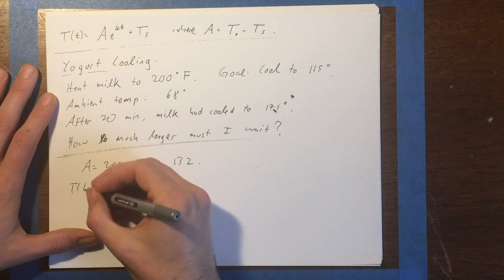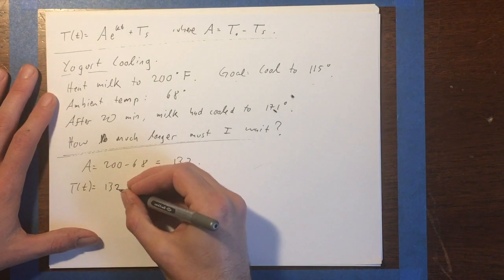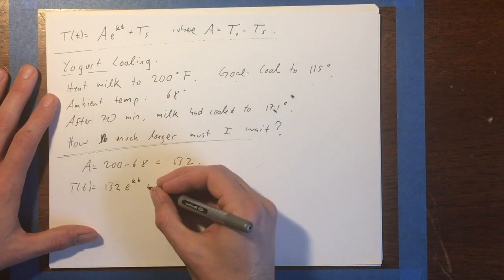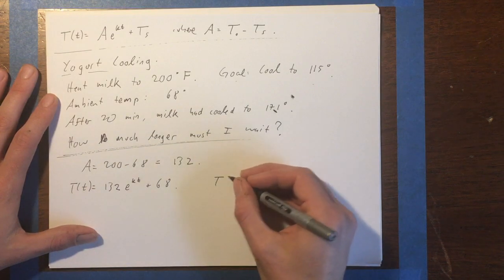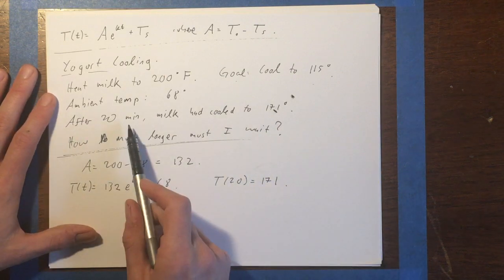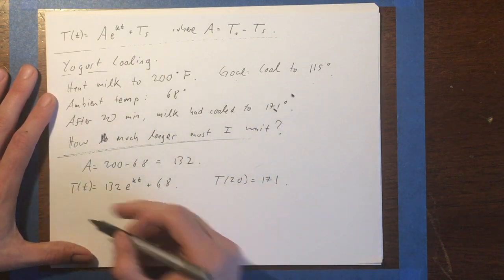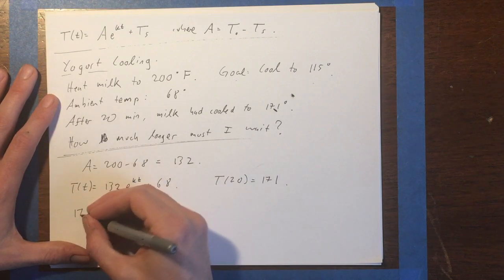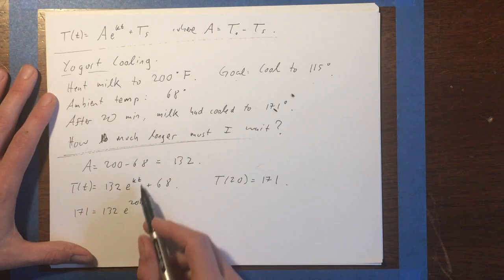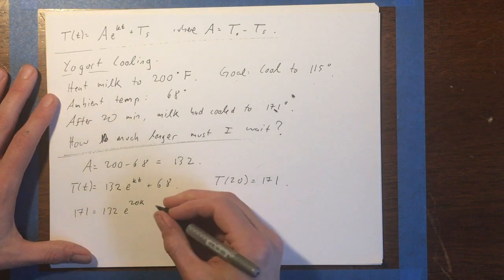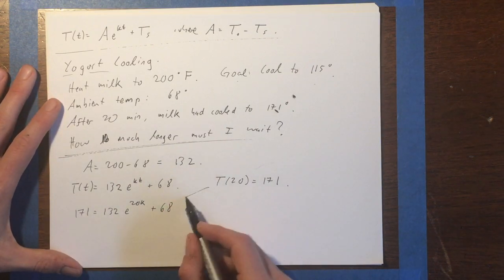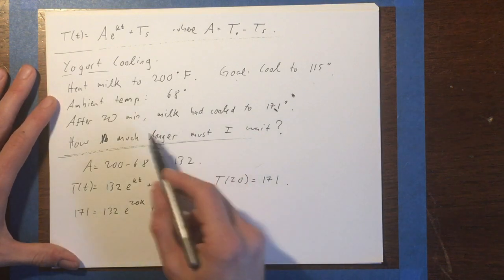So now we know our model is T of t equals 132 times e to the kt plus 68. And we know that T of 20 minutes is equal to 171, right? Because that's what we measured. After 20 minutes, the milk had cooled to 171 degrees. So what I can do is write 171 equals 132 times e to the power 20k, that's putting in 20 minutes for time, and then plus the 68. Basically, that comes from this piece of information, that's our measurement we made.